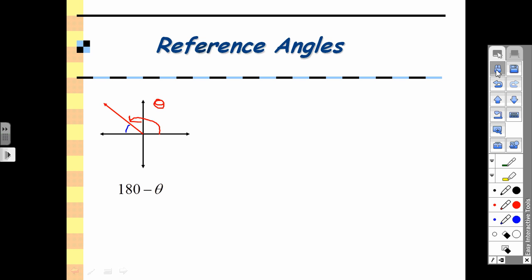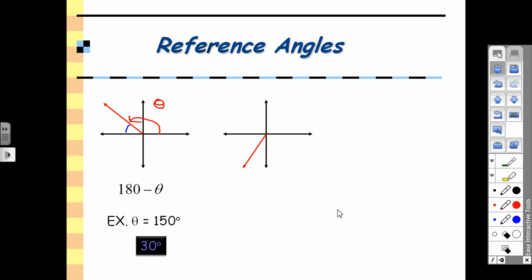So let's try this out as an example. What if theta was 150 degrees? Following this rule, I would take 180, subtract 150, and I would get 30. So our reference angle is going to be 30. All right, so let's try it if it's in a different quadrant.